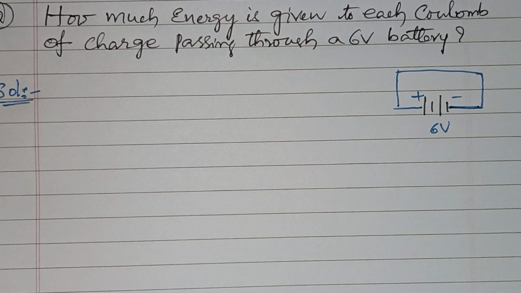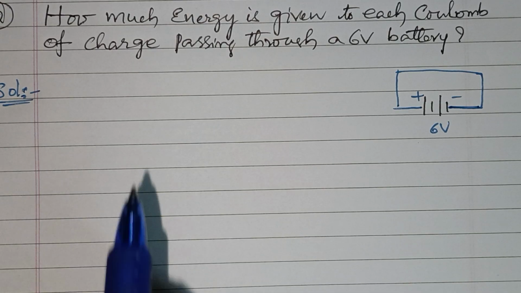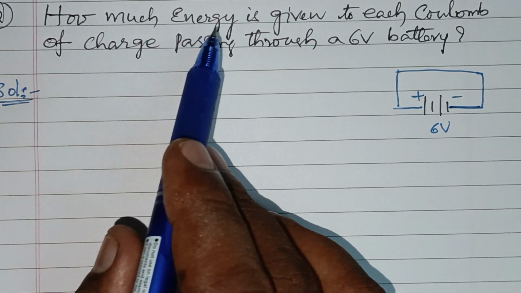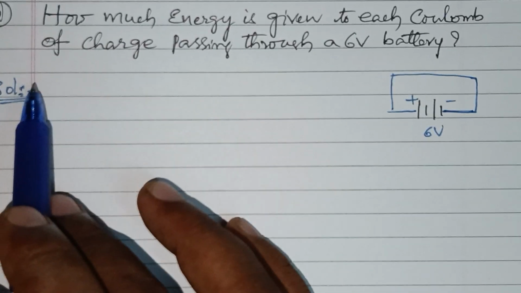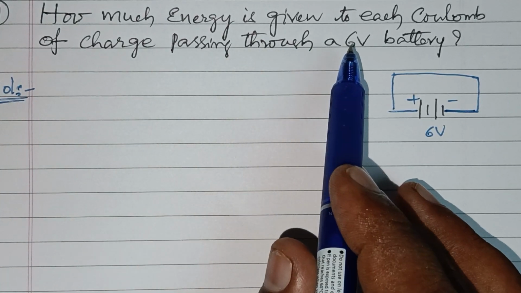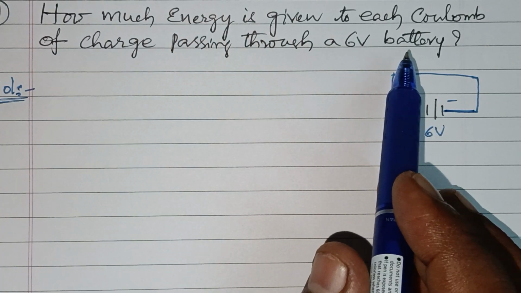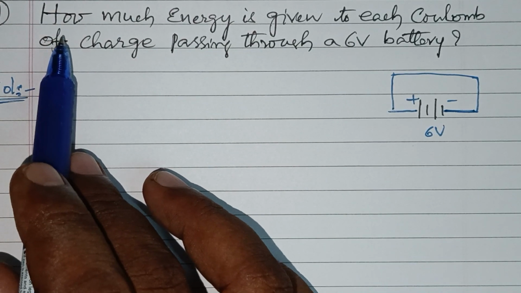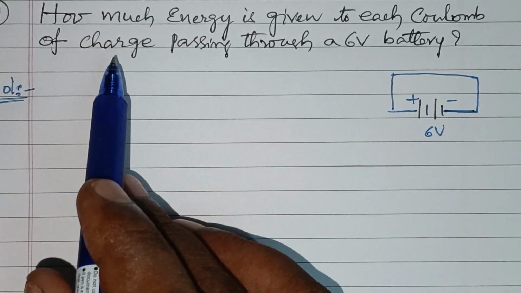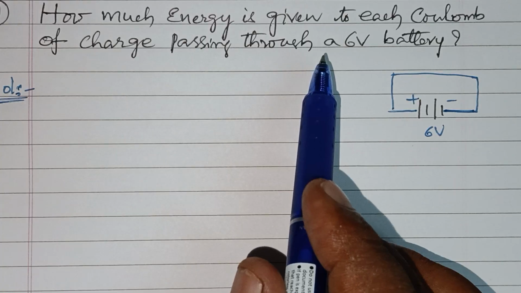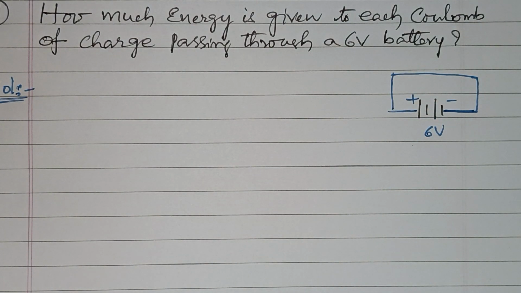Now let us see our next question, next numerical for us. How much energy is given to each coulomb of charge passing through a 6-volt battery? I'll read the question again. How much energy is given to each coulomb of charge passing through a 6-volt battery? Now here we have to calculate energy, right?